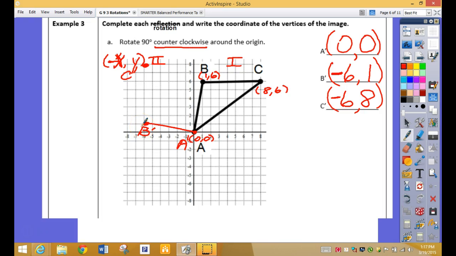I'm off somewhere here. Negative 6 and 1. What happened? I didn't do it on purpose. Or is it okay? Yeah, I've been looking at these too long today. Is that right? All right, there we have it. Questions on that one? Rotating it 90 degrees counterclockwise.